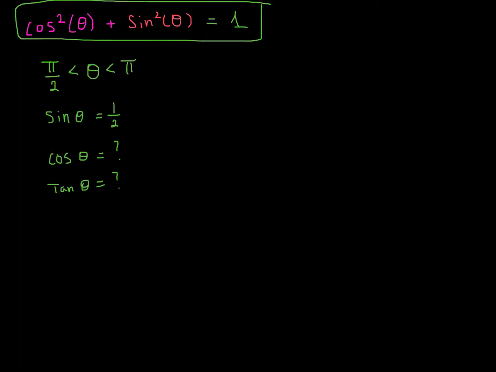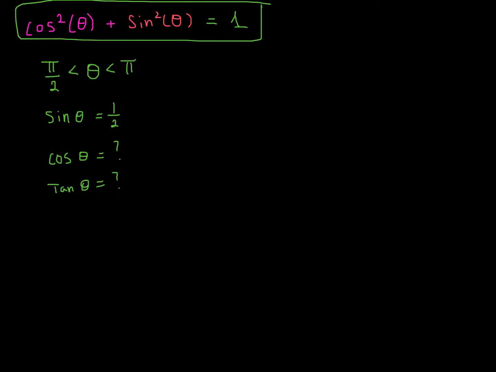Okay, so here's the situation. You know the angle theta that you've rotated is between pi over 2 and pi radians, and you're told that the sine of theta is 1/2. And we want to figure out what's the cosine of theta and then what's the tangent of theta. So pause the video now and try to find the cosine of theta and utilize the Pythagorean identity. Don't just use your unit circle.